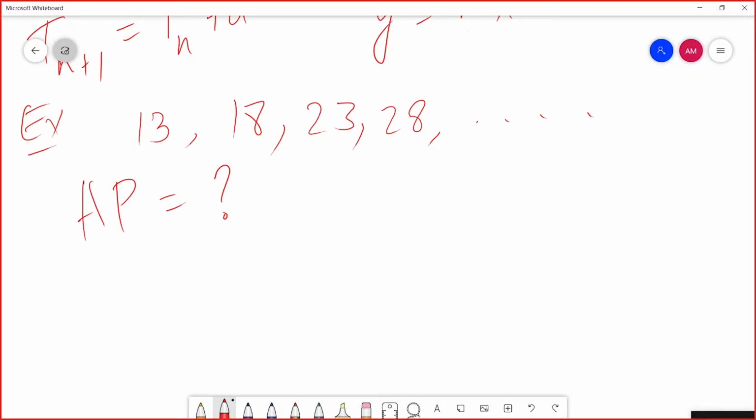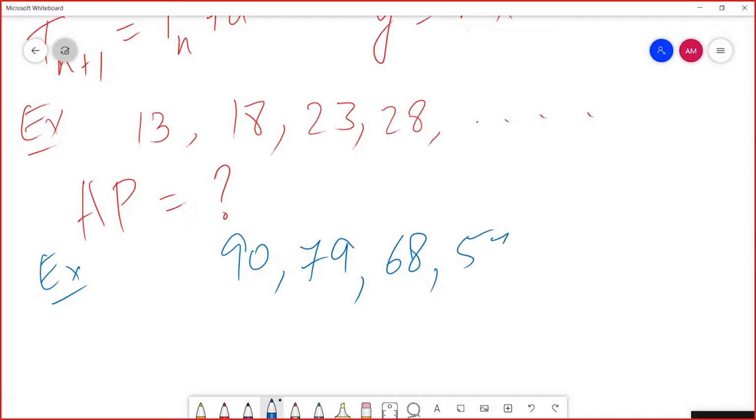Okay, if I give another example: 90, 79, 68, 57, 46, 35. Is it an arithmetic progression?